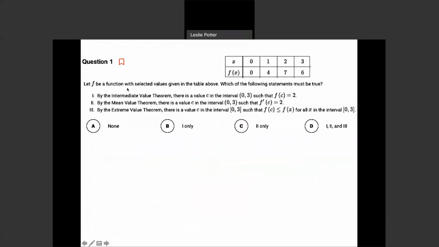So let f be a function with the selected values given in the table. So here's function f. We've got these selected values. It says which of the following statements must be true. Okay, so here are these 3 big theorems again.